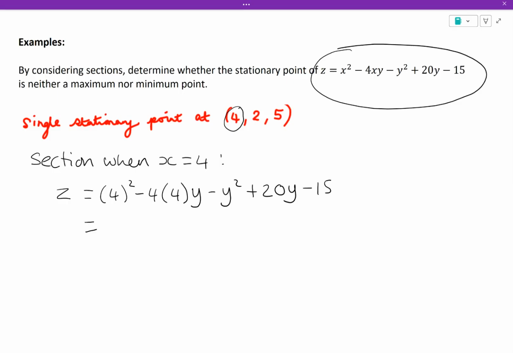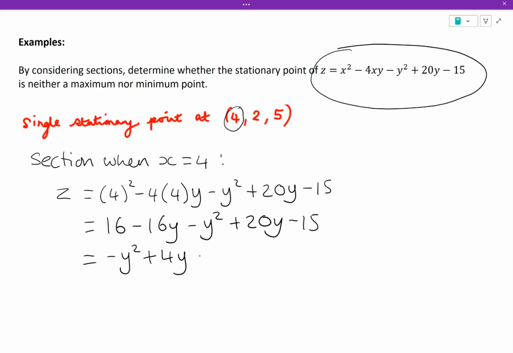Now if I simplify what's written there, we're going to get 16, take 16y, take y squared plus 20y, subtract 15. And then simplifying further, we'll get negative x squared, and then positive 4y, and then positive 1. Okay, so we've got the equation of my section. Now what we have to investigate is, at my section, when the y coordinate is specifically equal to 2, is that a maximum point or is that a minimum point?